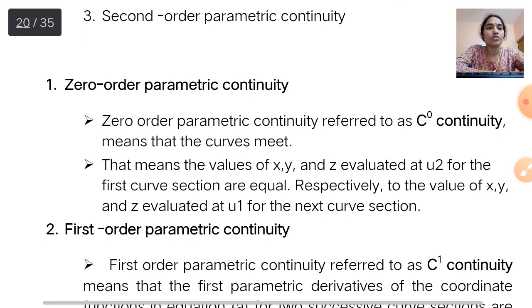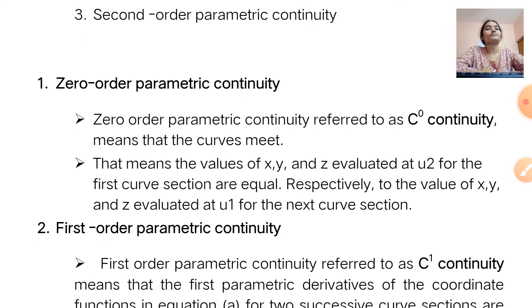First one is zero order parametric continuity condition, also referred to as C0 continuity. That means in zero order parametric continuity, the curves meet at one point. The value of x, y, z evaluated at u2 for the first curve section equals, respectively, the value of x, y, z evaluated at u1 for the next curve section.